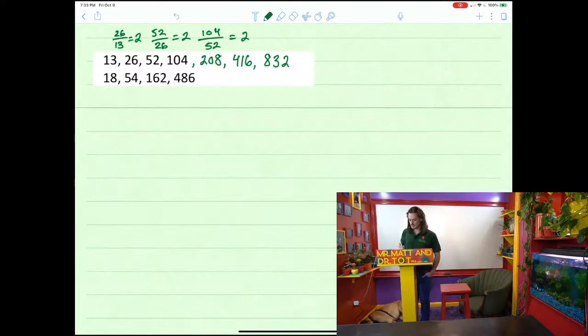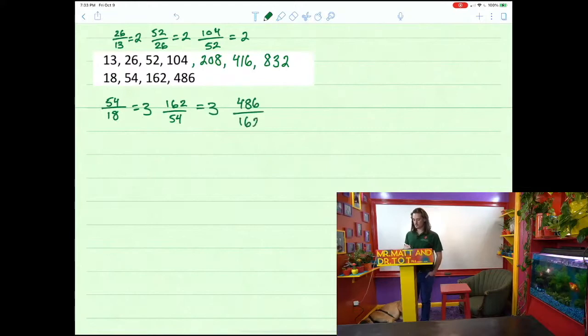So let's try division. If we do 54 divided by 18, that would be 3. 162 divided by 54 is also 3. 486 divided by 162 is also 3. So you can use your calculator here.